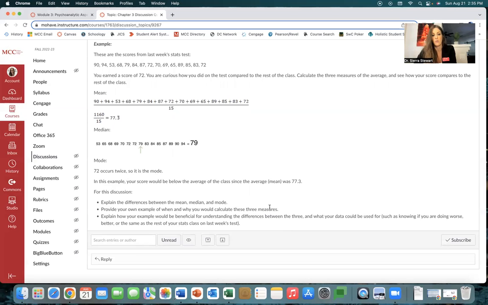All right. So again, if you're trying to calculate the mean, the median, the mode on stats tests, then come up with another example and explain why that would be helpful. Hopefully that gives you a little bit more practice. Obviously, your MindTap will give you more practice as well.